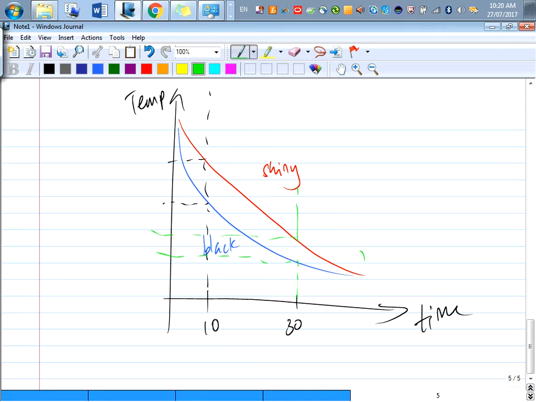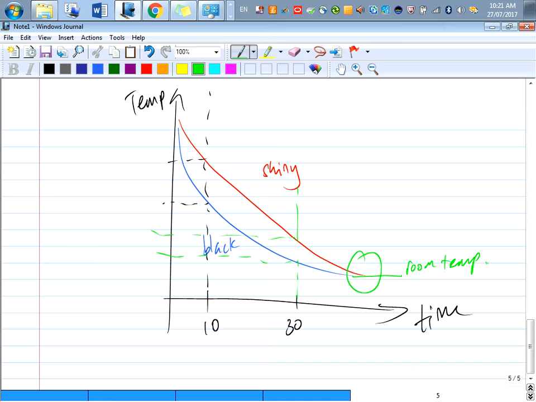Then at the end, they all reach the same temperature. What do you think this temperature is? Finally, when they all reach the same temperature. Room temperature? Yes, you're right. Room temperature. Because a cup of boiling water, if you place it in a room long enough, will reach room temperature.